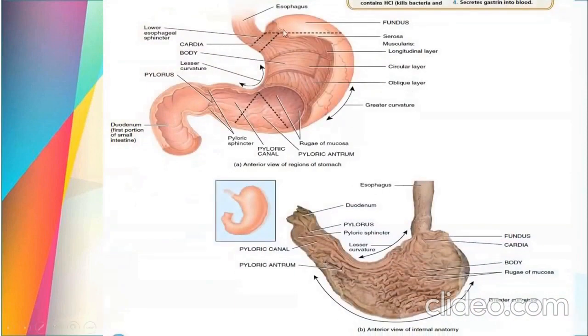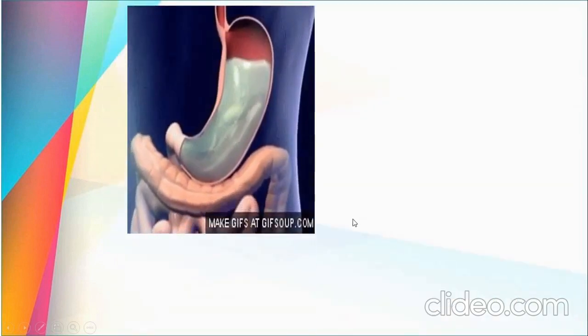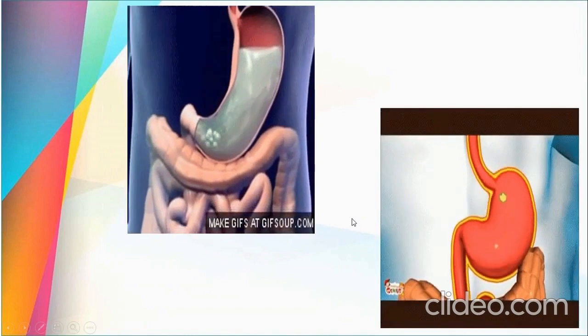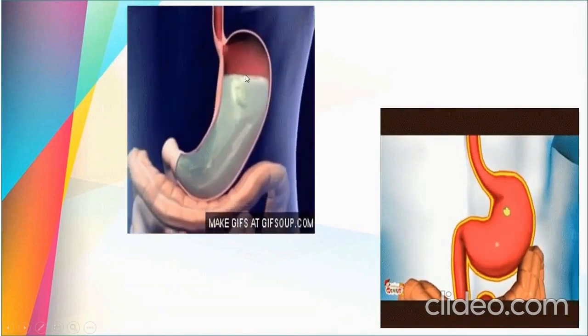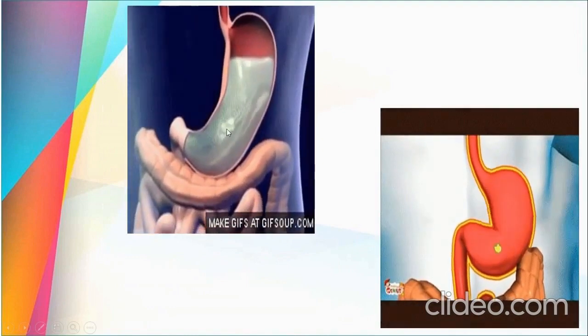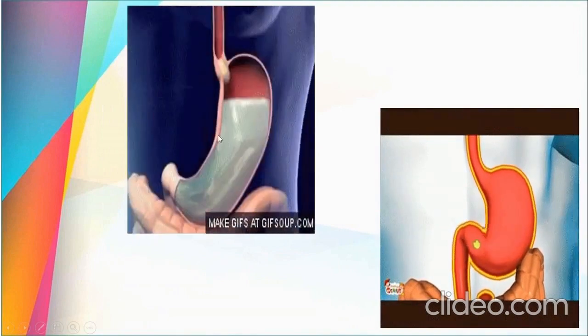Now in this diagram, see, these are the fundus, cardia, these are the body, and the pylorus. Here is the pyloric sphincter, here is the pyloric canal, pyloric antrum. Now see in the diagram, food is converted into smaller particles.